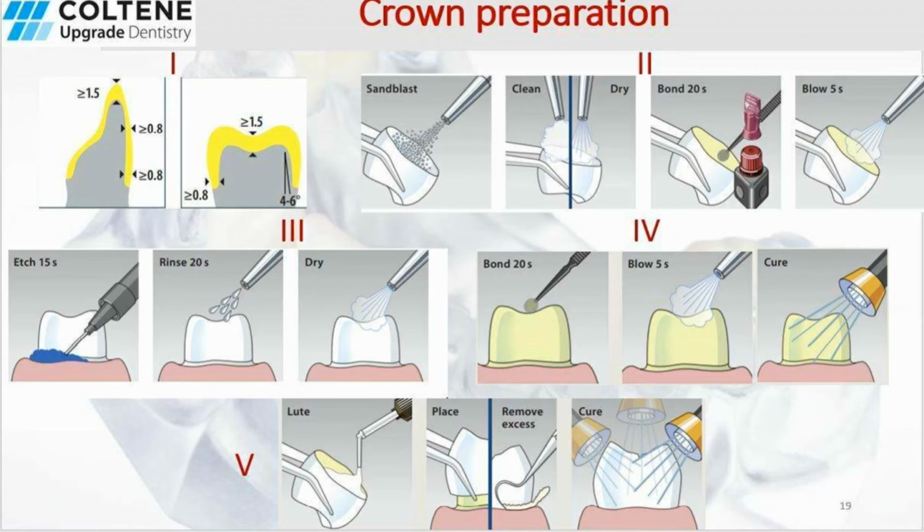To receive a crown, we prepare the tooth with minimal occlusal thickness of 1.5 mm and buccal thickness of 0.8 mm with an angle of 4 to 6 degrees. Secondly, we sandblast, clean and dry it, and then bond the preparation for 20 seconds and blow it for 5 seconds. Thirdly, we etch the tooth surface for 15 seconds and then rinse it for 20 seconds and also dry it. Fourthly, we bond the tooth surface for 20 seconds, blow it for 5 seconds and cure it with a curing light. Fifthly, we lute the crown with a luting agent and place it over the tooth, remove the excess and cure it with a curing light.